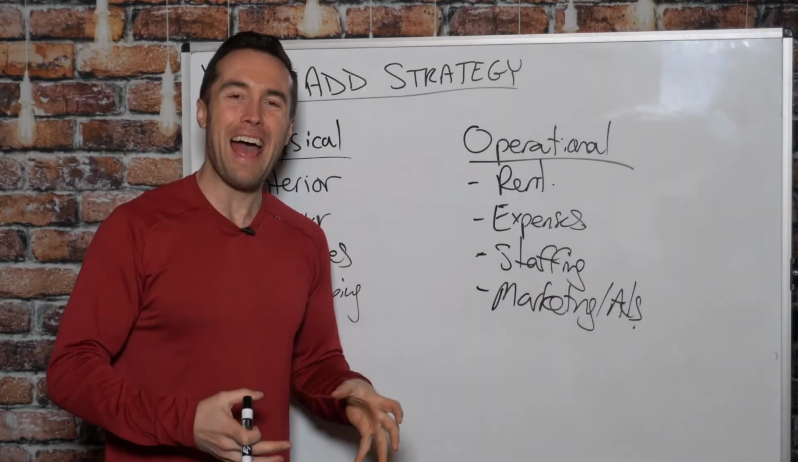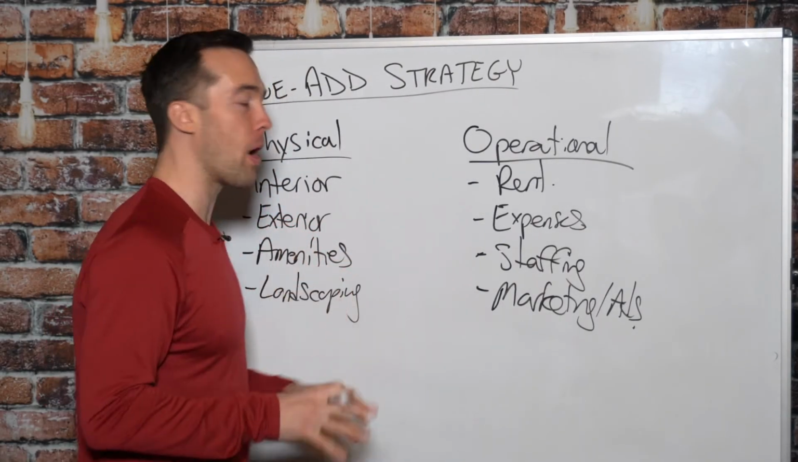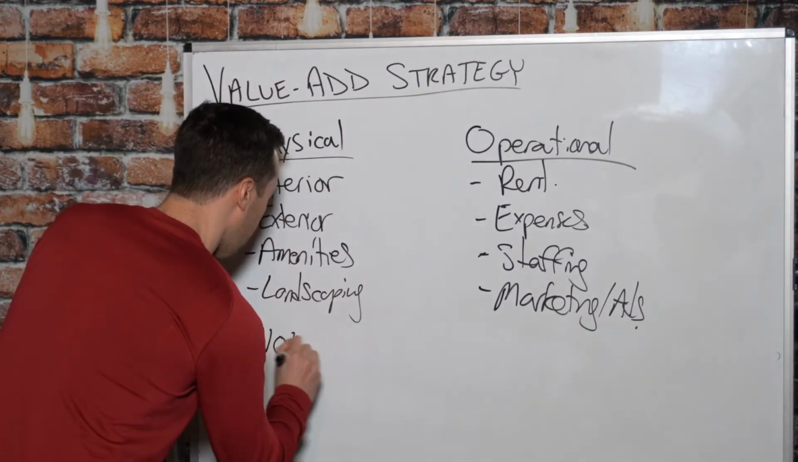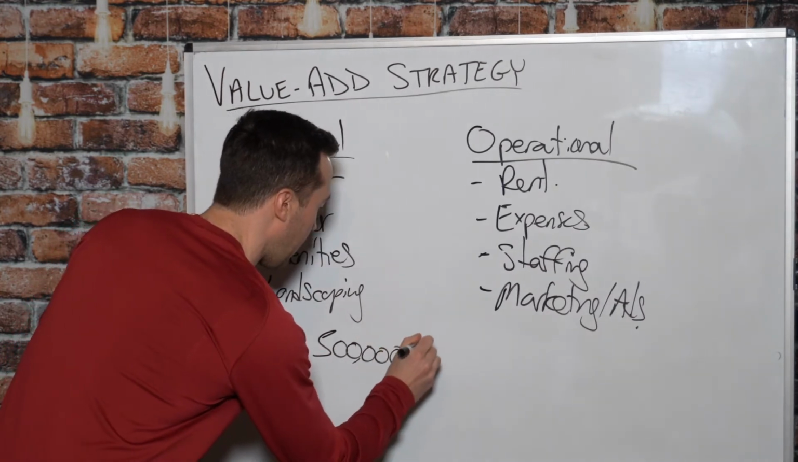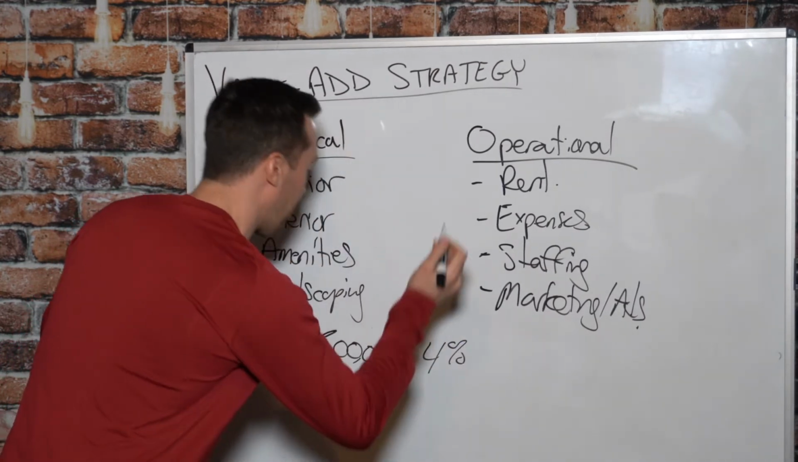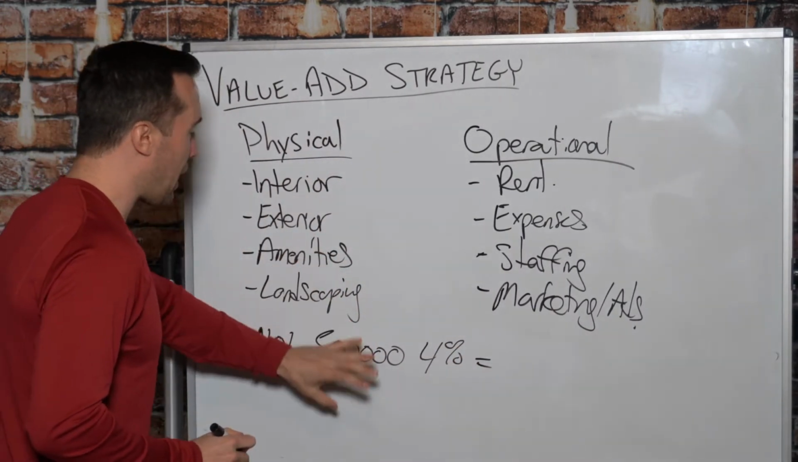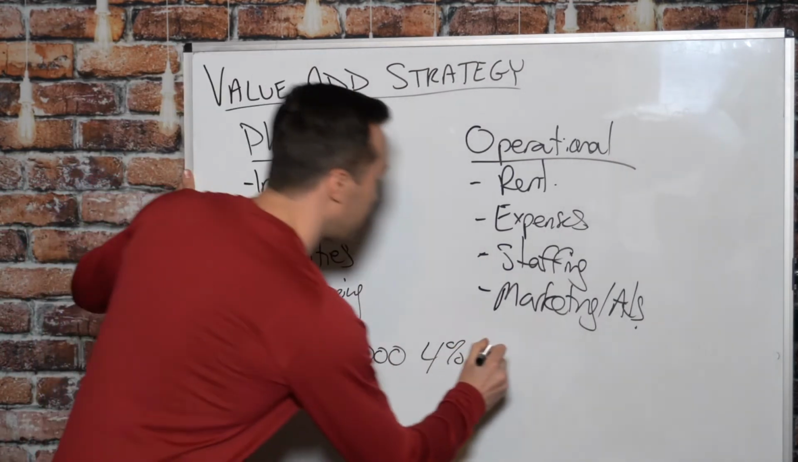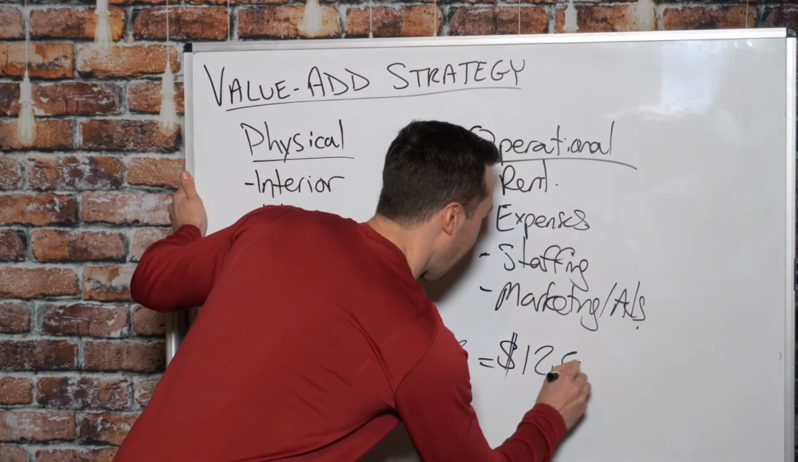Now let's take a look at how the NOI, the net operating income, affects the valuation of your property. Let's run through this example. Let's say we have an NOI of $500,000, and the market cap will be a 4% market cap, just because I can. So with an NOI of $500,000 a year and a 4% market cap, that gives us a value of $12.5 million.